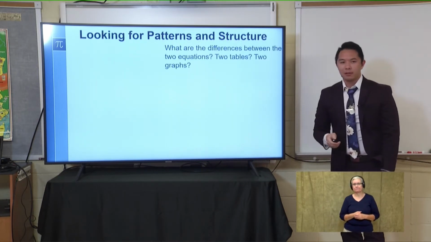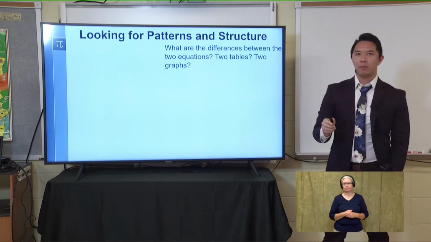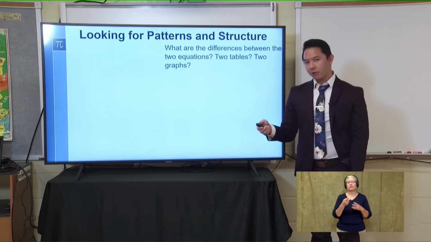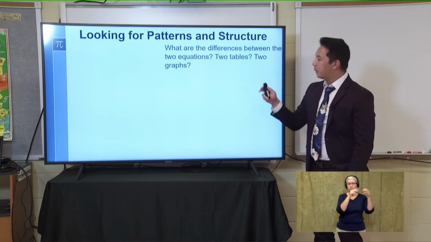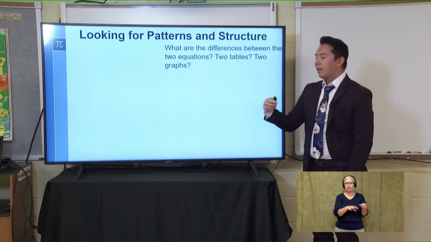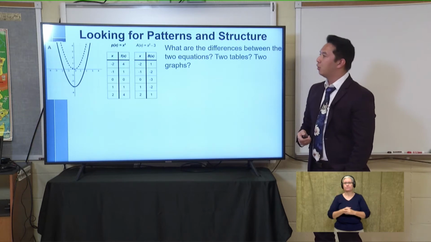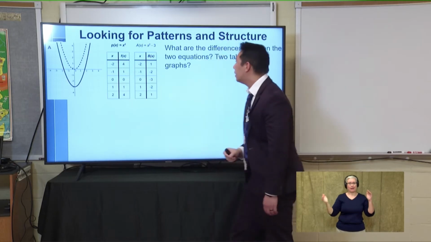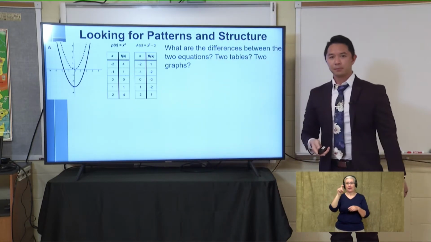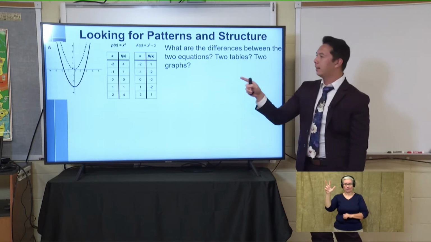What I'm going to show you next are a series of pairs of equations, pairs of graphs, and pairs of tables. So I want you to look for differences as I'm showing these to you, and let's see how we can make connections to what we saw originally. In this part A, that dotted graph is the original x squared function that we saw on the previous slide with the same exact table of values. But now we want to compare that to this function x squared minus 3, and that's the graph in black.